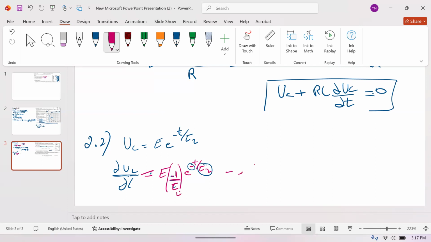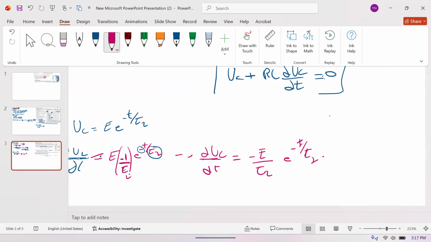Now we multiply them, we will get duc over dt. It's equal to minus E over tau 2, E to the minus t over tau 2. Now we will take the solution you see, and we will take the derivative, and we will put them instead of the differential equation. Okay, so what do we get? The differential equation is still clearly visible here. Okay, so we will have E to the minus t over tau 2.